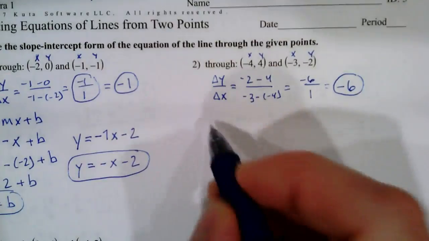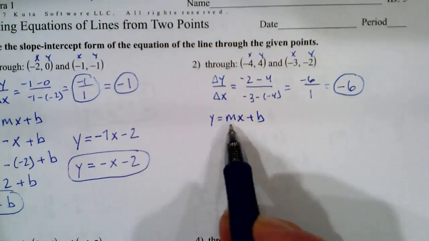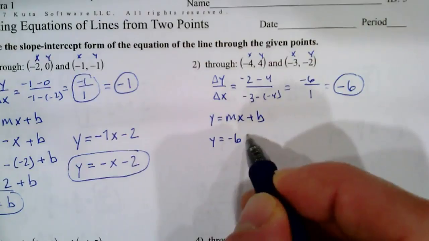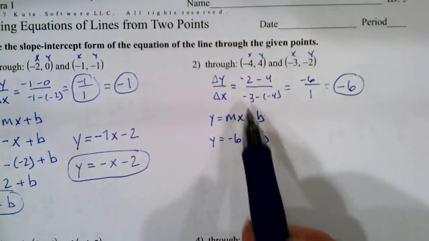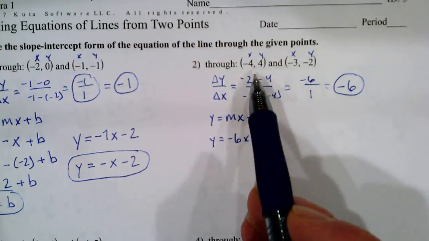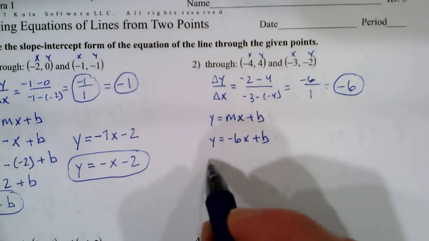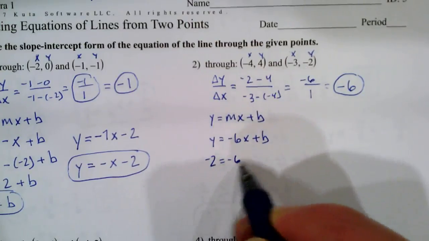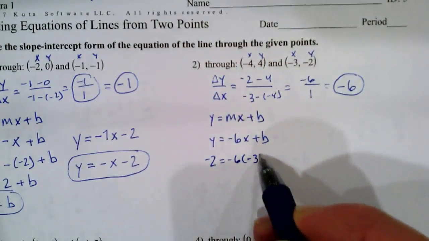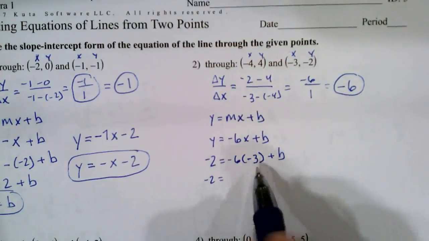Now, we'll write out our equation, y equals mx plus b. We know our m, it's -6. Y equals -6x plus b. And we're going to replace x and y with the x and y from one of these 2 points. Doesn't really matter which one. I'll pick the second one today. Replace y with -2 equals -6, replace the x with a -3, plus b.